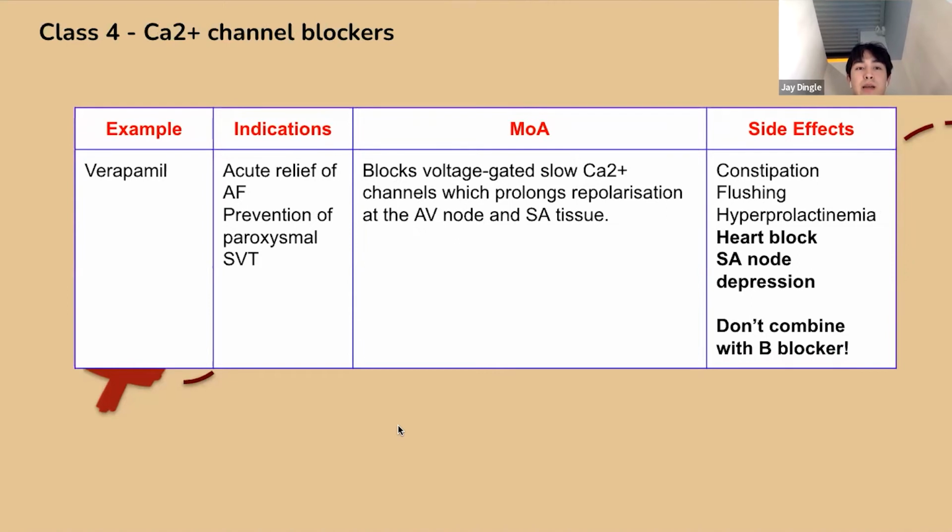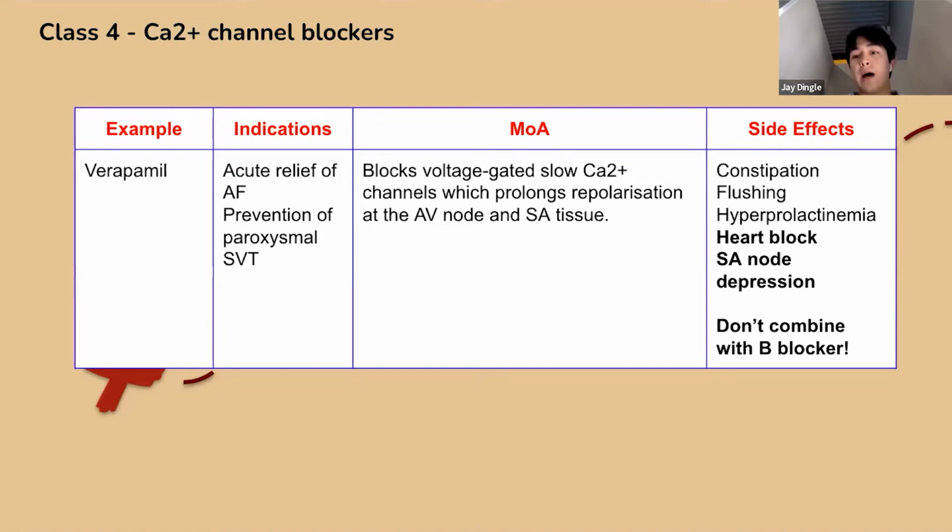The last class is our calcium channel blockers, with verapamil being our example here. We use these in SVT, AFib, and prevention of paroxysmal supraventricular tachycardia. Side effects are, so the key ones to note are heart block and sinoatrial node depression, and that happens if you combine it with a beta blocker.